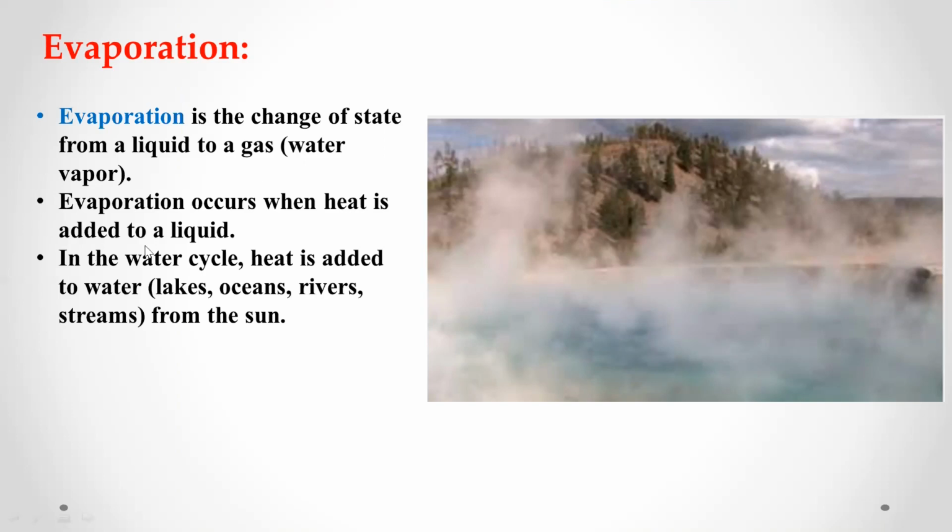Evaporation occurs when heat is added to the liquid. Heat could be added by any other resource, but basically the main source is the sun. So the sun provides heat to the water body, and from there the water vapors go up. In the water cycle, heat is added by the sun to the water in lakes, oceans, rivers, streams, springs, ponds, and other forms of water collection on the earth.